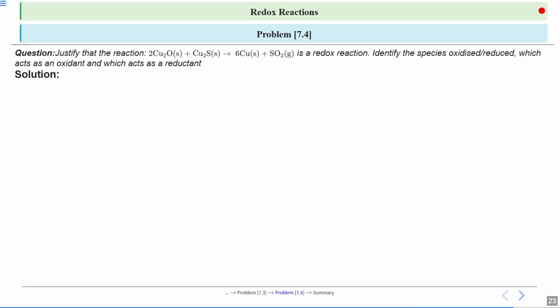Now let's look at the solution. In this reaction, you can easily see the oxidation states that are mentioned. If you look at the reaction, it is Cu2O plus Cu2S giving copper plus sulfur dioxide.